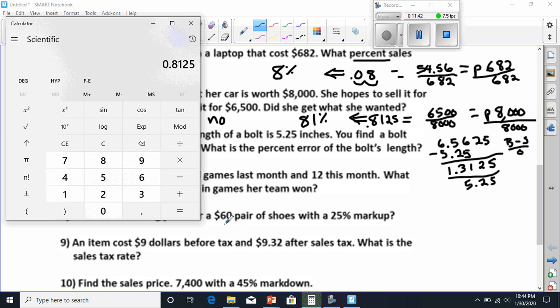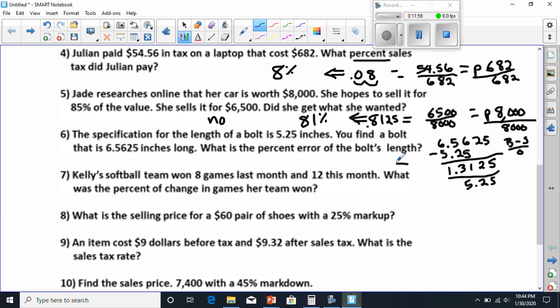And if we take our trusty calculator and do that, 1.3125 divided by 5.25 is going to give us 0.25. And since we're looking for a percent of error, this is now going to become, remember, we got to move that decimal twice, 25%.